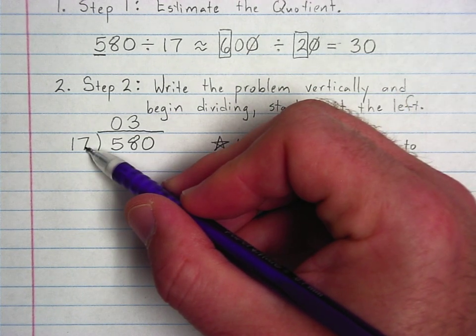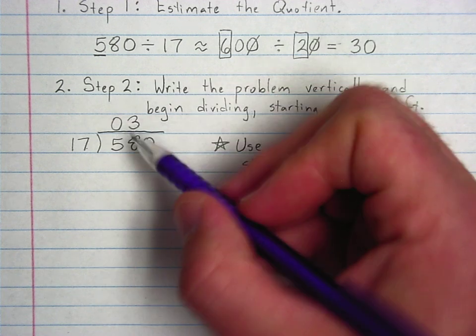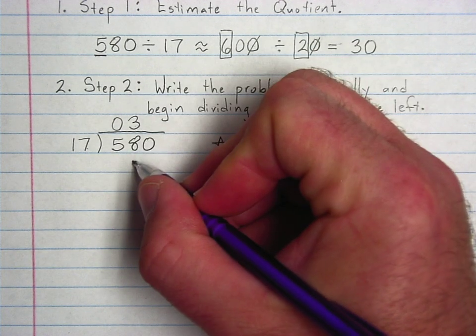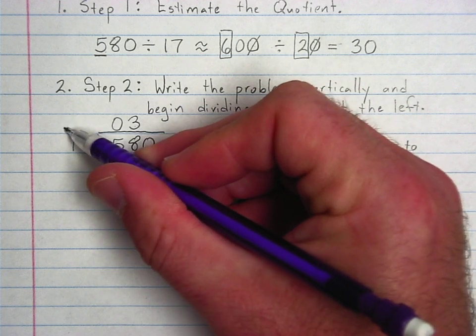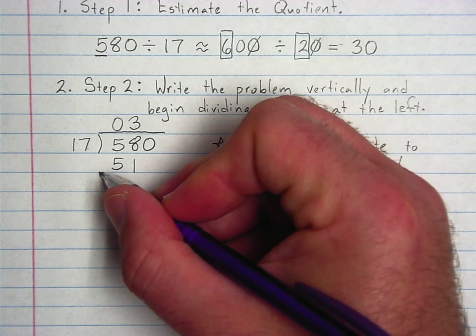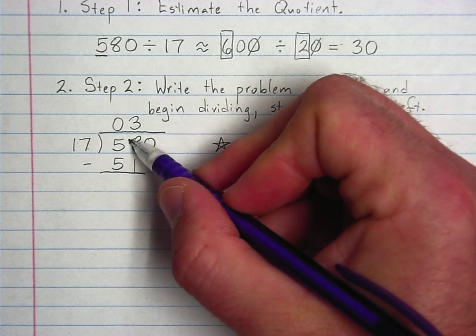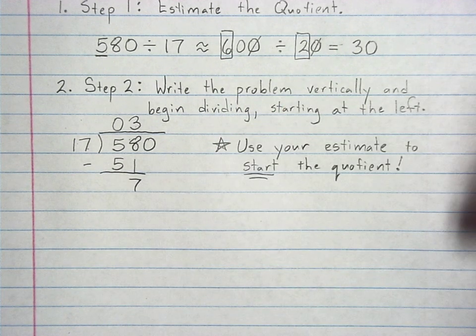3 times 17. It might work, it might not. 3 times 7 is 21, carry the 2. 3 times 1 is 3, 4, 5. That looks pretty good. We can do that. Okay. 58 minus 51. We end up with 7.